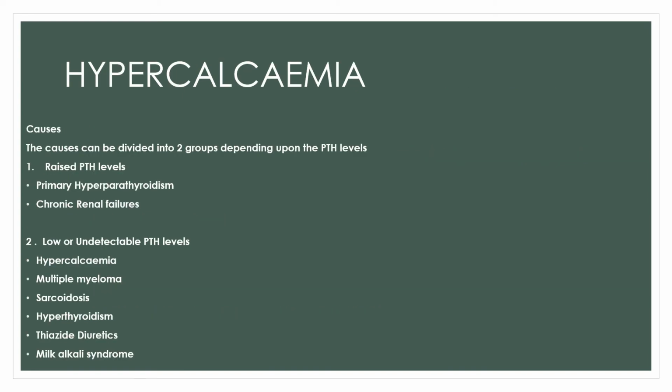Hypercalcemia: the causes can be divided into two groups. What are the two groups? The first is hypercalcemia with raised PTH, or parathormone level, and the second group is hypercalcemia with undetectable parathormone level. The first, raised PTH, includes primary hyperparathyroidism, whose cause I discussed, and the second most important, chronic renal failure or CKD.